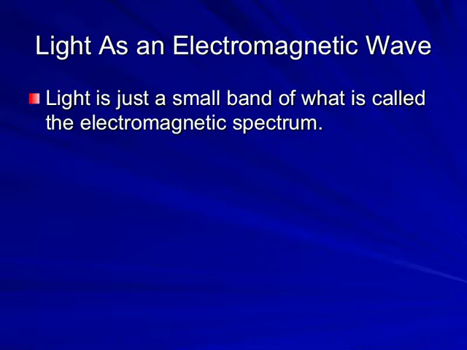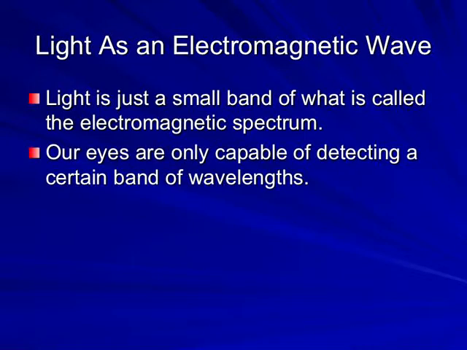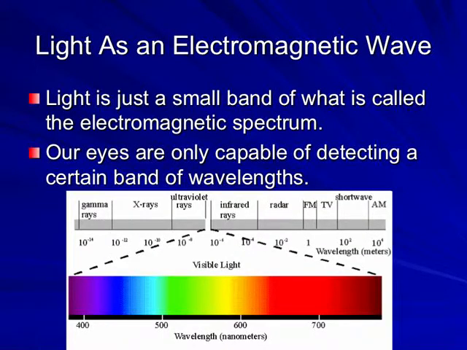Like I said a second ago, guys, light is a very small band of what we call the electromagnetic spectrum. Our eyes are only capable of detecting a very, very small band of all the electromagnetic waves. So gamma radiation, ultraviolet, TV signals, radio waves, all those are fundamentally exactly the same as light, however, our eyes can't pick them up.